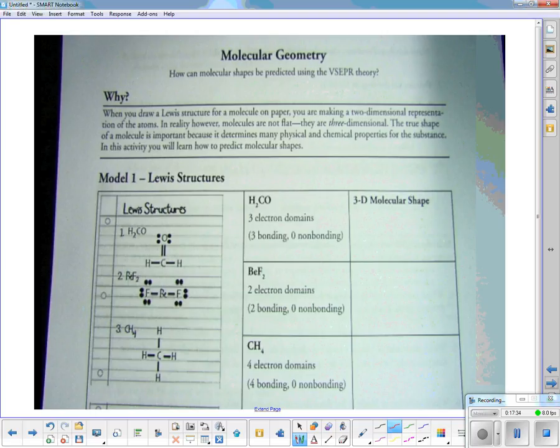You'll learn how to predict molecular shapes, and we've been doing this a lot. But I wanted one more push before we actually play with the models next time, okay? And then we're going to be heading into stoichiometry, which is what your quiz was about today, with going from grams to moles and moles to grams. We're going to be adding on to that.